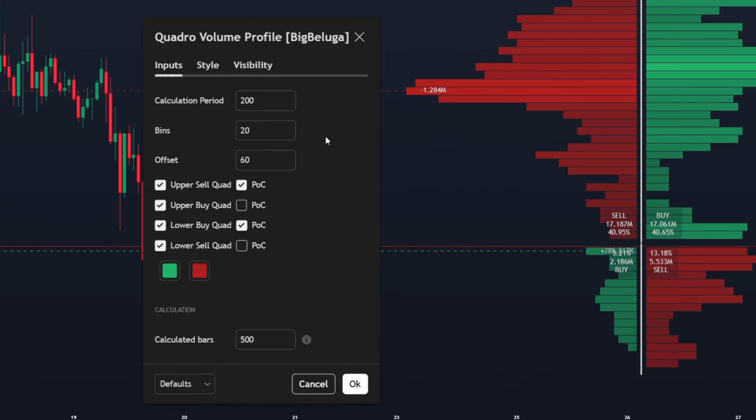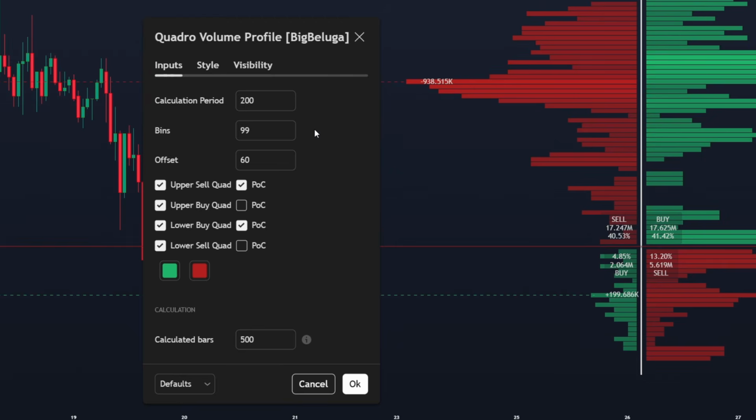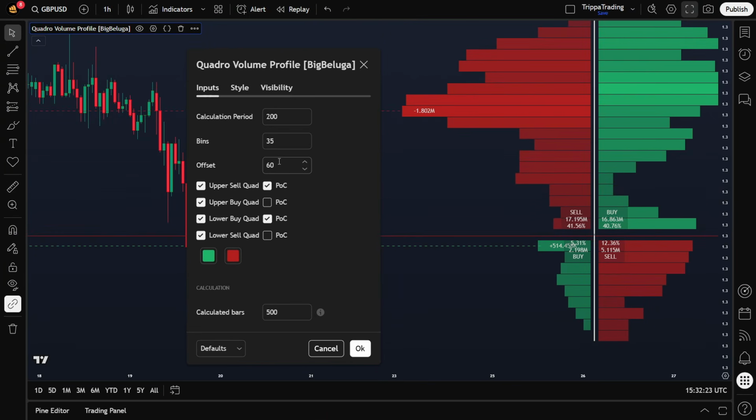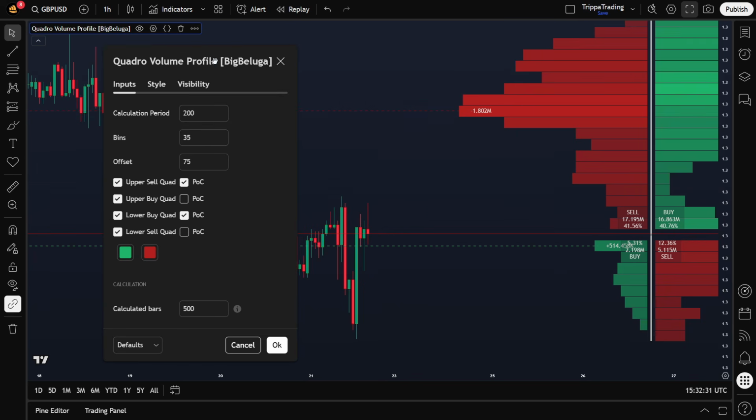Fewer bins equals thicker bars and wider zones. More bins means thinner bars and very precise levels. I like to reduce bins to around 35 to get cleaner, thicker blocks that act like proper support and resistance zones. Offset is how far forward the whole profile is shifted. For this example strategy, you can set offset to around 75 so the profile sits nicely away from the candles and is easy to read.